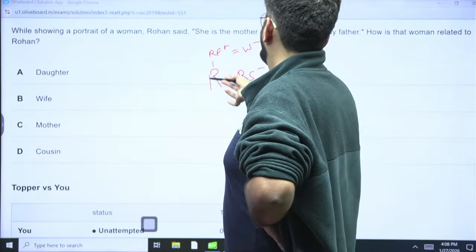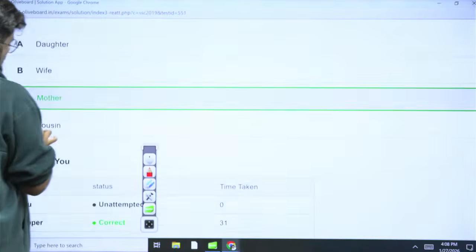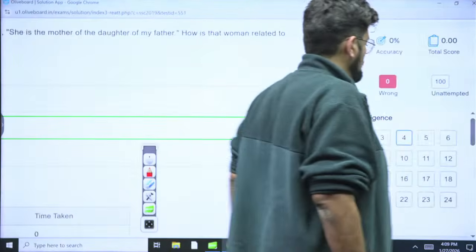How is the woman related to Rohan? She is his mother. This could have been easily understood from reading only, from observation only. You didn't have to actually draw anything out. But anyways, next.